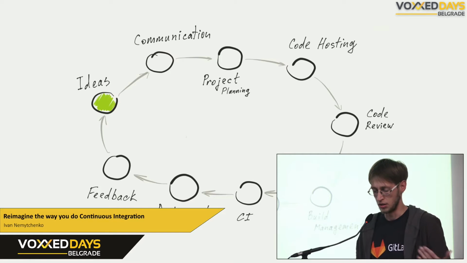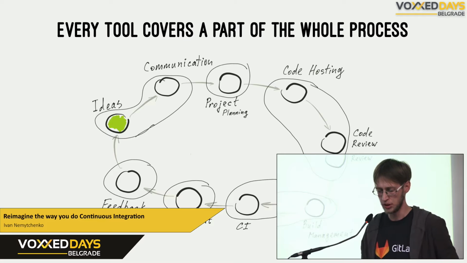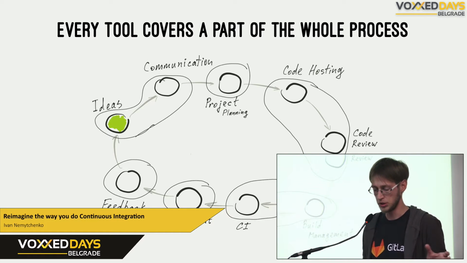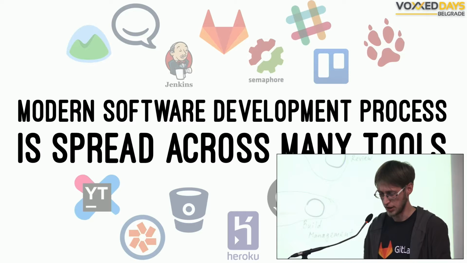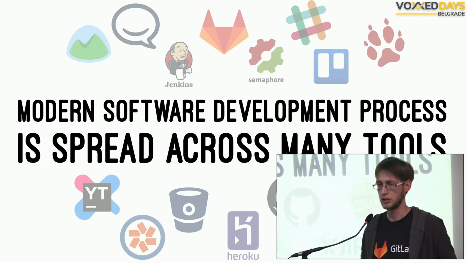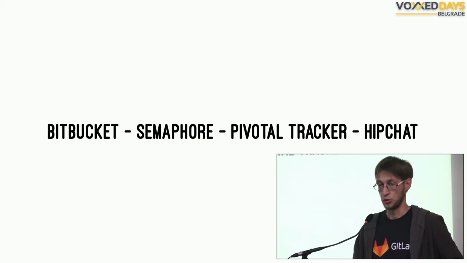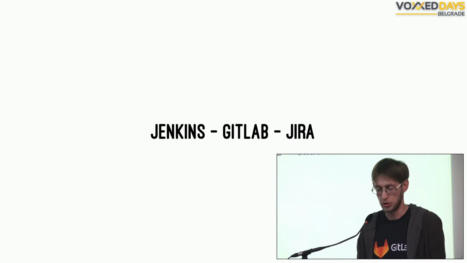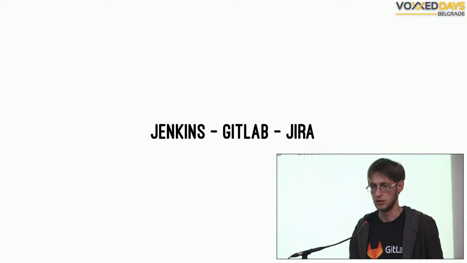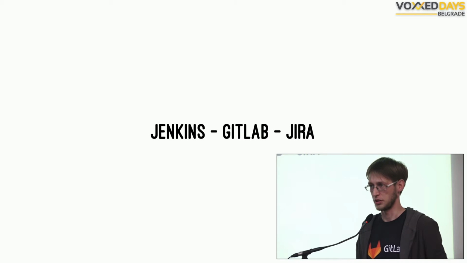This is the whole life cycle of the software development process, and we use a lot of tools to cover this whole life cycle, and usually every tool covers just a part of this process, and sometimes some tools cover a couple of parts of the whole process. And it just happened like this, that the modern software development process is spread across many tools. And if you work in one project, you might have this set of tools like Travis, GitHub, Trello, and Slack. You join another project and it will be completely different. Bitbucket, Semaphore for CI, Pivotal Tracker for issues, and HipChat for chat. And in a third project, you might have Jenkins connected with GitLab and with Jira. And we are used to it, we are kind of already okay with it, and sometimes we even love to try new tools and explore them, but it doesn't look very productive actually.